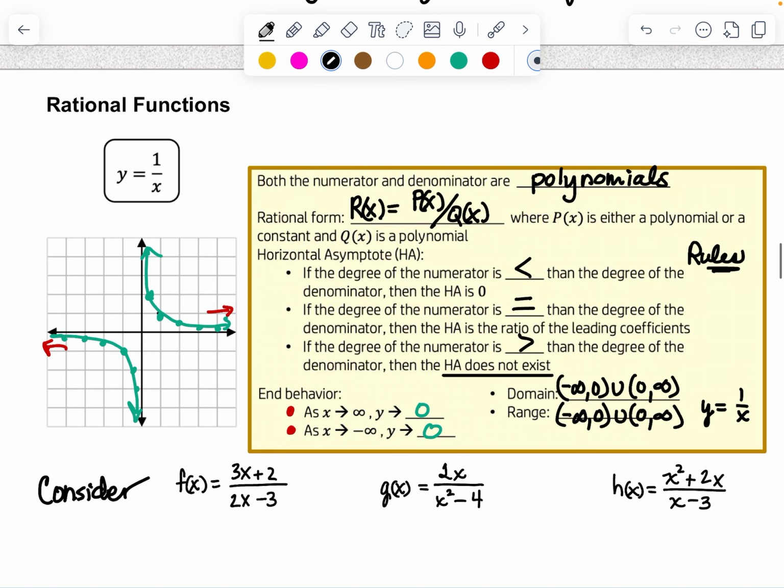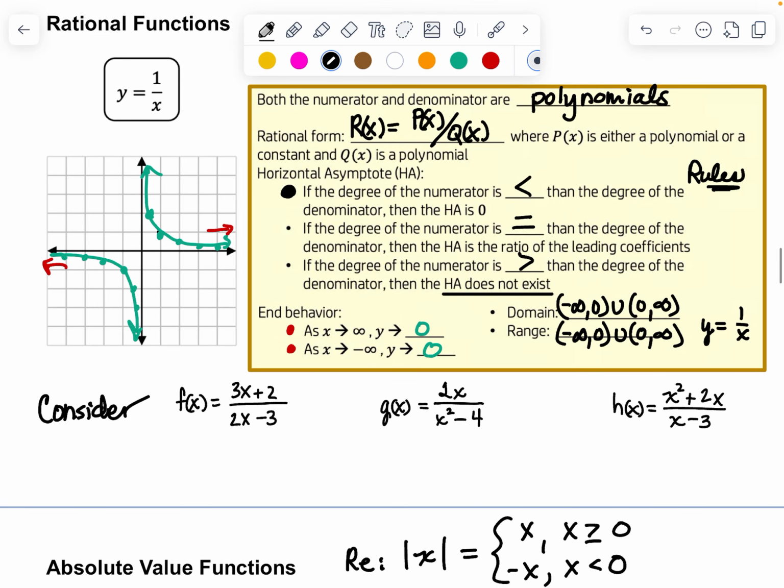Rational functions, then, we did this where both the numerator and the denominator are polynomials. So you have this r of x rational function where it's p of x over q of x, and it could be a polynomial or a constant in there to make it a rational function. So we have these three rules. If the degree of the numerator is less than the degree of the denominator, you have a horizontal asymptote at 0. So if we look at this, I'm looking at g.